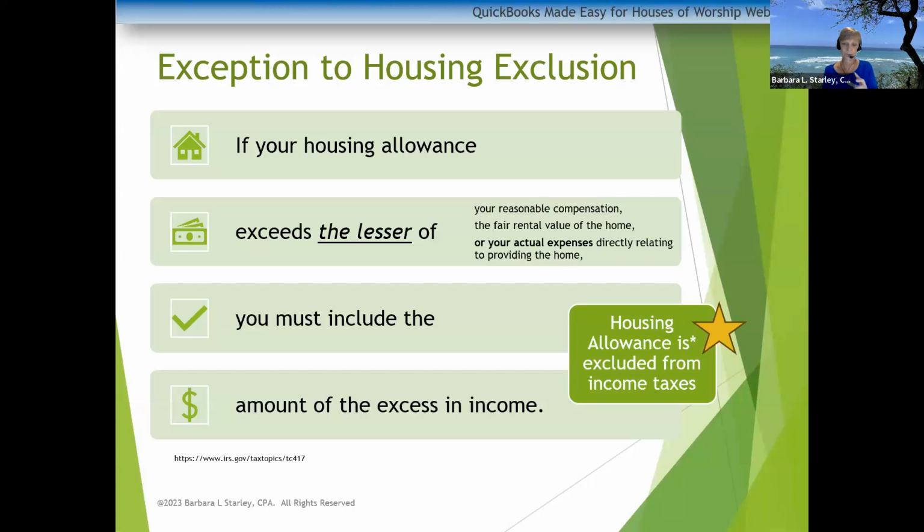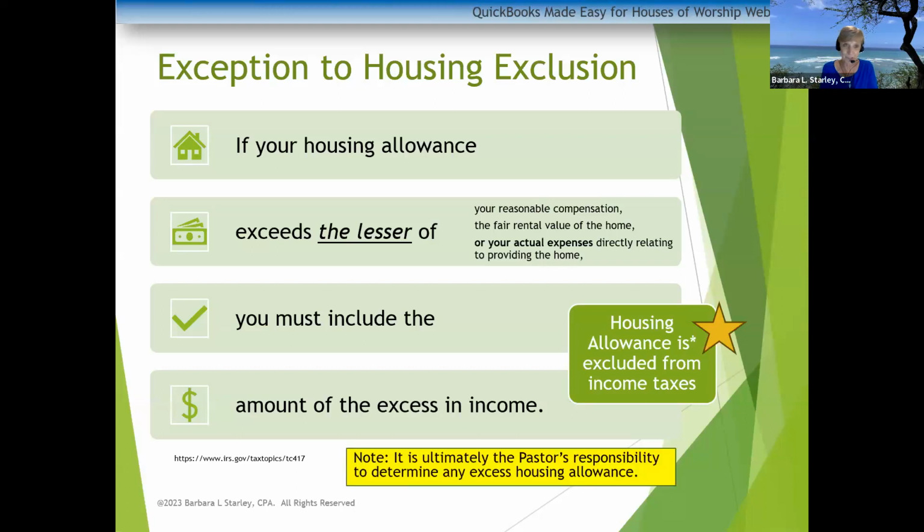So you, being the pastor. Sorry, you being the pastor. And this is important too, because ultimately it's the pastor's responsibility to determine if they had an excess housing allowance. So if they said, well, I think it's going to be $24,000 and the board approves $24,000, and then they calculate through the year what would have been qualified expenses, and they only spent $23,000, then they've actually received $1,000 more in taxable income. So here's a little pro tip that you might suggest to your pastors.